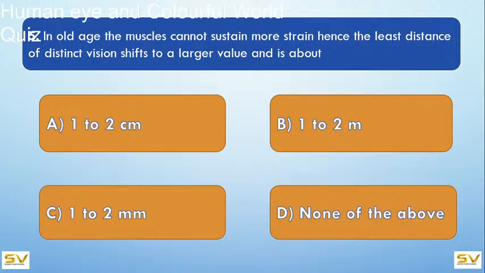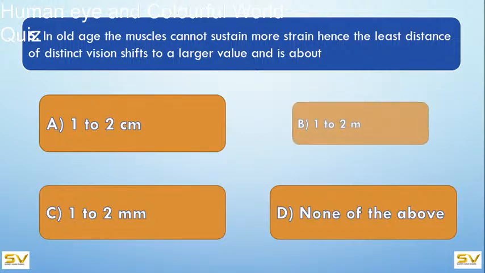So I got an answer from Rehan, option A. Reddy Bhavana option A. Harsha option A. Razak option A. In old age, the muscles cannot sustain more strain, so the least distance of distinct vision shifts to a larger value. What is that larger value? Is it 1 to 2 centimeters, 1 to 2 meters, 1 to 2 millimeters, or none of the above? Rehan, Reddy Bhavana, Razak, Harsha, Alim Khan all typed an answer, but the correct answer is 1 to 2 meters.